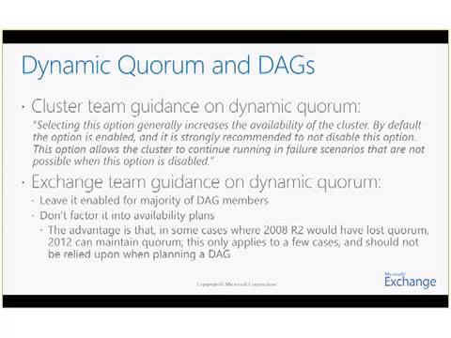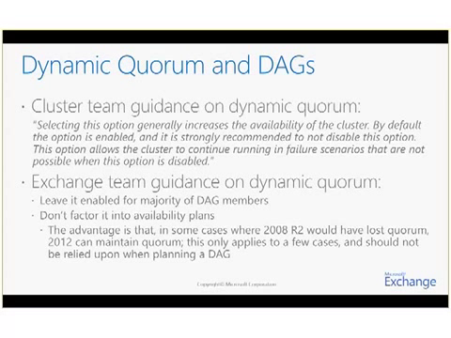There is an advantage. There are some failure scenarios where 2008 R2 would have lost quorum, where 2012 can maintain quorum, but it really only applies to just a few failure scenarios, and it's nothing that you should rely upon when planning the DAG. So stick with the same business requirements and the same DAG planning mechanism that you use, and plan your DAG as if dynamic quorum didn't exist.